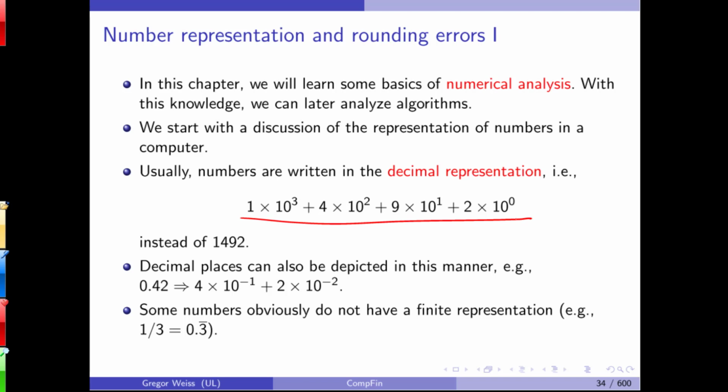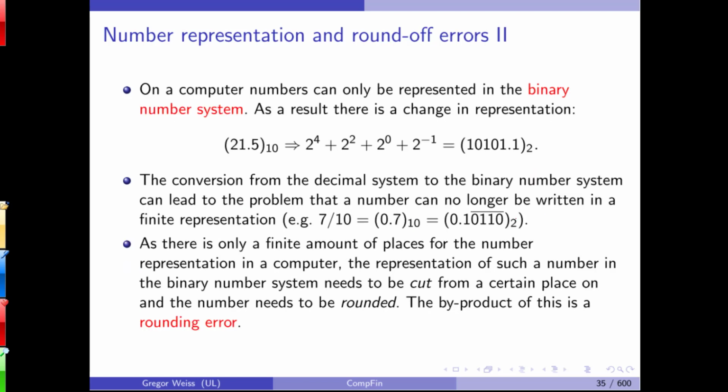Some numbers, as you remember from school, in the decimal system do not have a finite representation. 1/3 is 0.33333 and so on for all eternity. The same in the binary system, just the problem is some numbers in the decimal system that have a finite representation switch to an infinite representation and vice versa. So 21.5 is 2 to the 4th power plus 2 squared plus 2 plus 2 to the minus 1 power, and that gives you 10101.1 in the binary system.